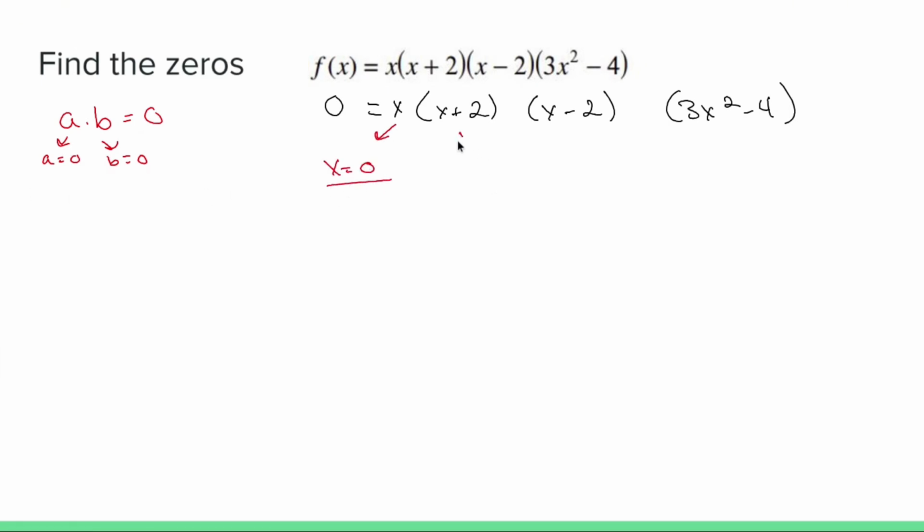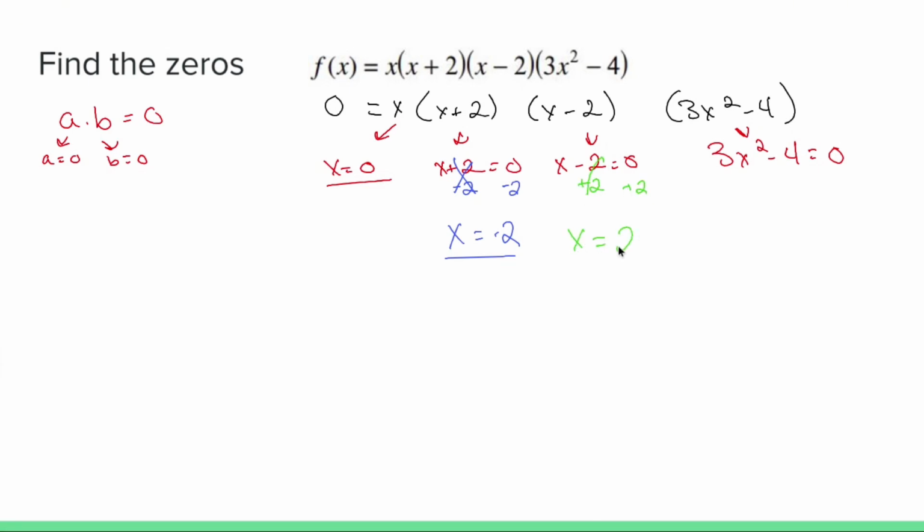x + 2 = 0. x - 2 = 0. And 3x² - 4 = 0. For this, subtract 2, cross it out. x equals -2, that's my second possible answer. For this one, add 2, cross it out. x equals 2 is my third possible answer.